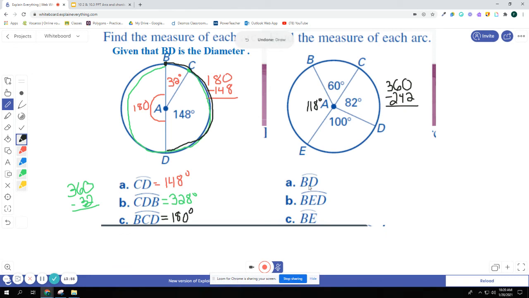So from B to D is the first arc we're talking about. So this would be a minor arc, right? Two letters, from B to D. The shortest path is right here. So from B to D would be equal to this 60-degree angle plus that 82-degree angle, which gives us 142.